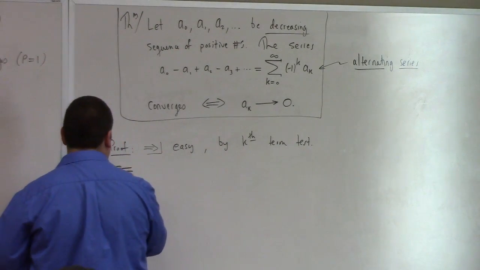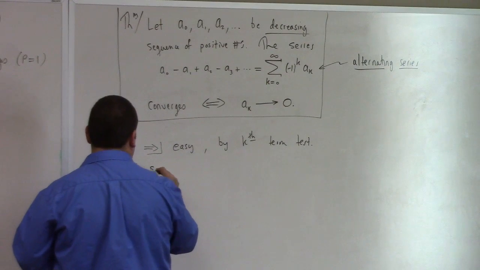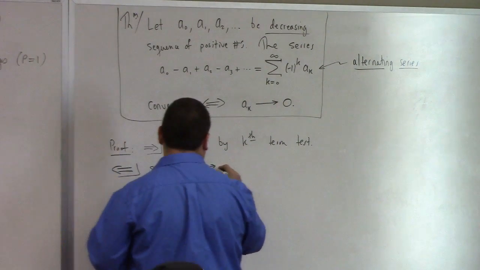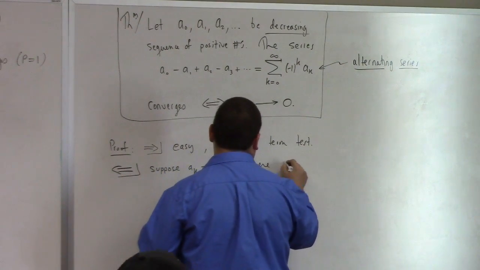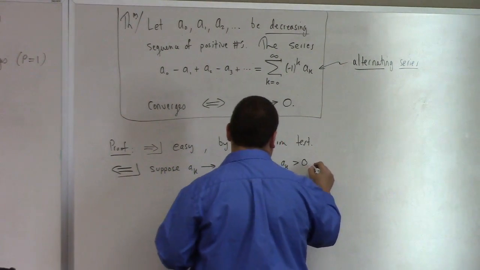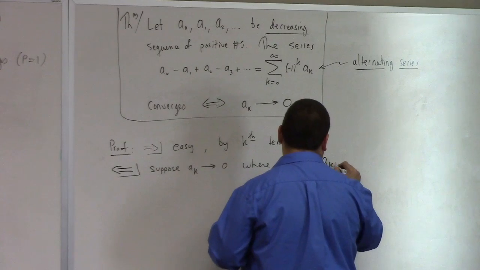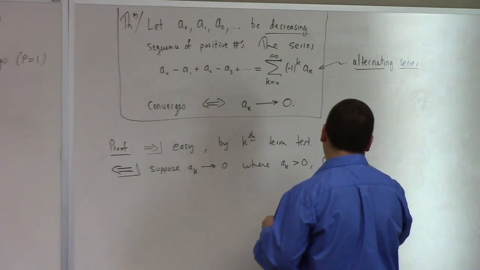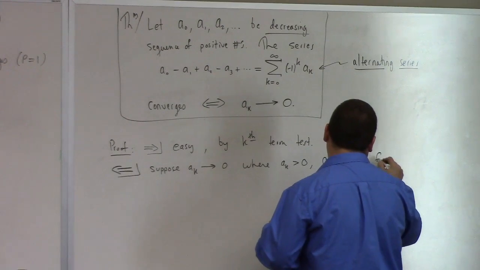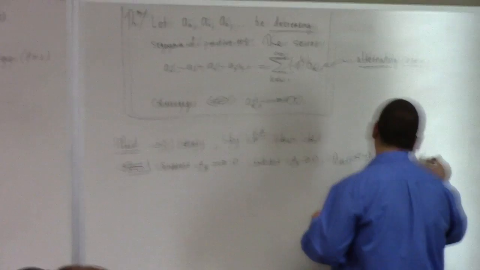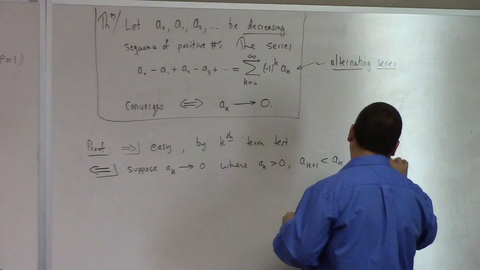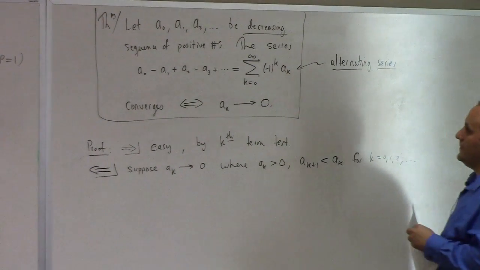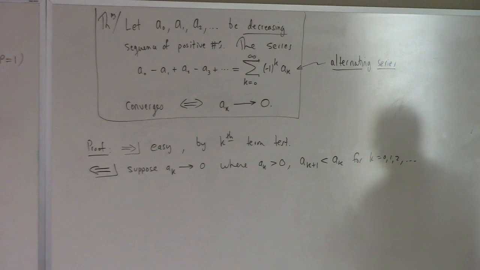So this way. Now we'll suppose a sub k goes to 0, where a sub k is positive, and a sub k plus 1 is what? It's decreasing, right? So a sub k plus 1 should be less than a sub k, for k equals 1, 2, and so forth and so on. I guess 0. I started at 0, didn't I? k equals 0, 1, 2, and so forth and so on, forever and ever. So we suppose that data, all right?